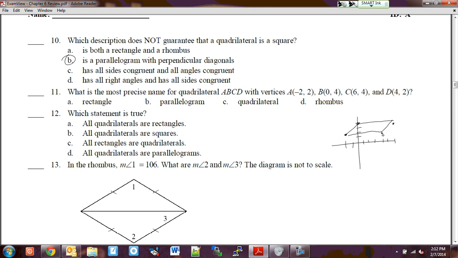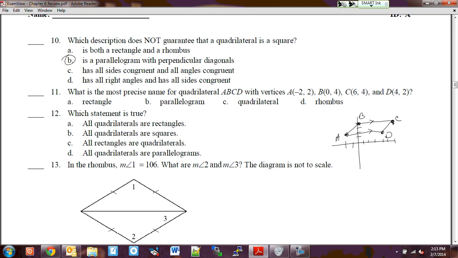Well, both of these points here have a height of 2. So that means this is a horizontal line. Both of these as well have a height of 4. Because remember, this is A, B, C, and D. So B and C both have a height of 4. So that means that these two are horizontal lines and they are parallel.